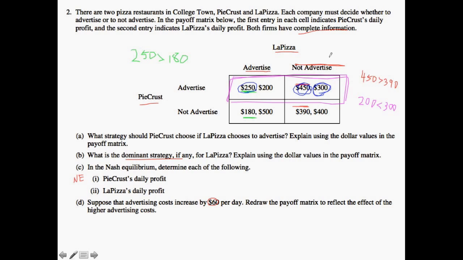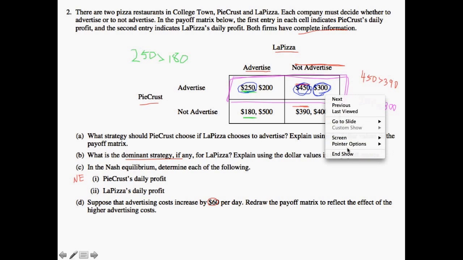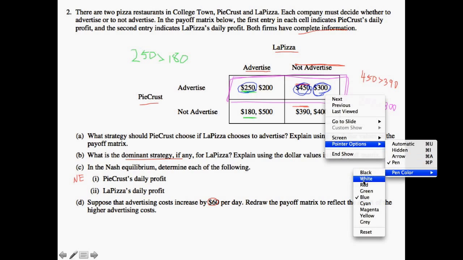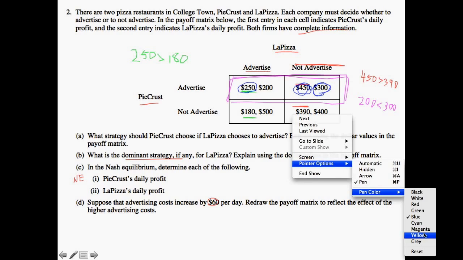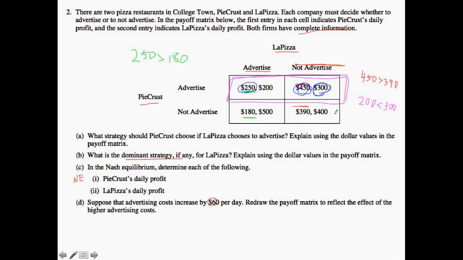Now let's think about that lower portion of the payoff matrix. In this case, we know that we are essentially assessing 500 versus 400. So if we look at 500 versus 400, we know that 500 is greater than 400.